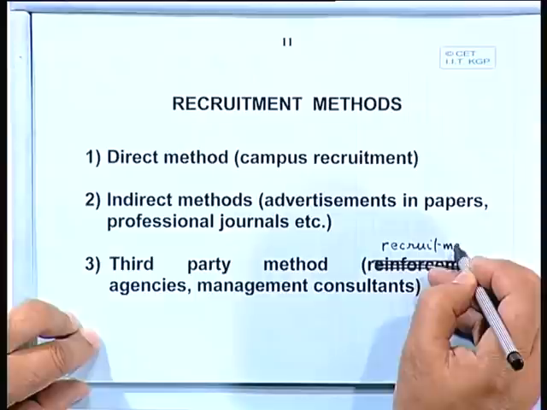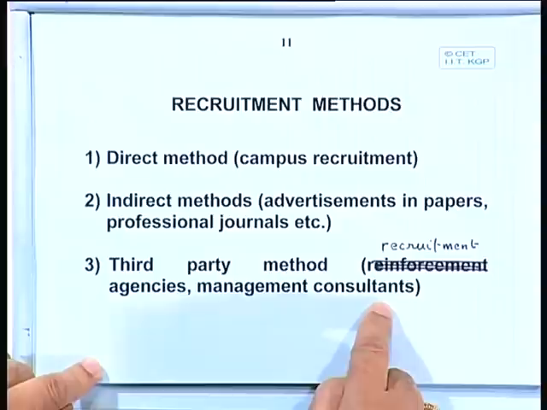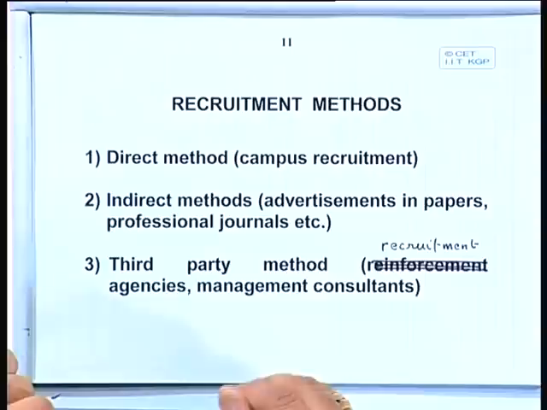Recruitment agencies, management consultants. These are usually for higher level posts, general managers, vice presidents, because consultants have access to a data bank. Similarly, recruitment agencies normally are for middle level and lower level. They also have a large data bank of people with their bio data and the type of job, say marketing in various industries, then manufacturing in various industries, and it is industry wise and job wise. So, they have huge computerized data banks.